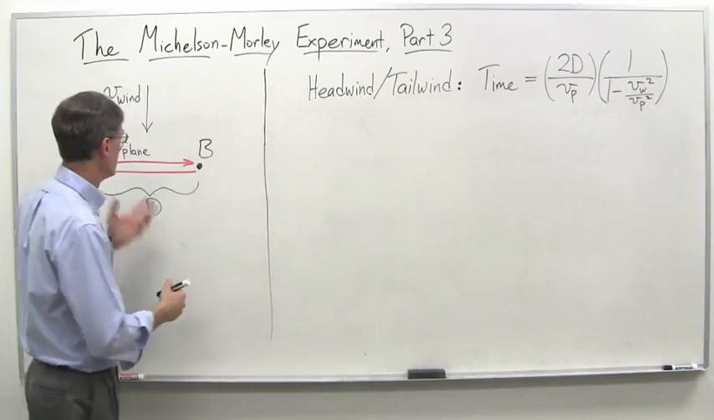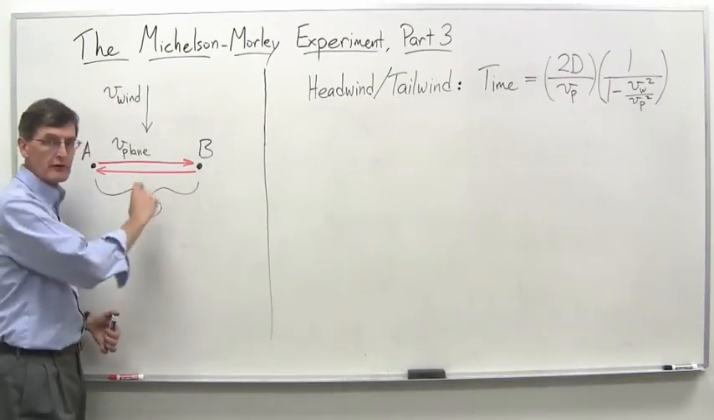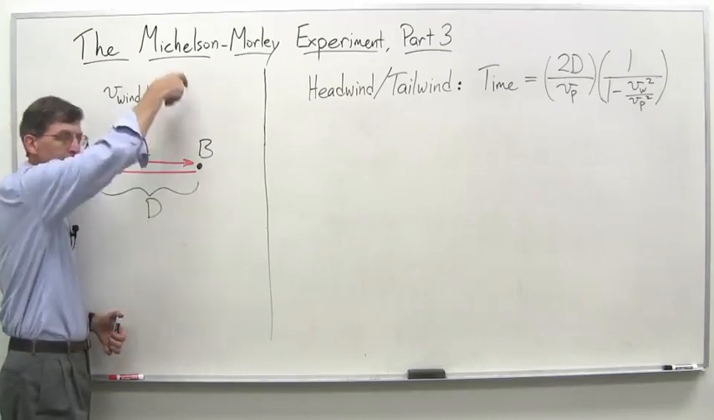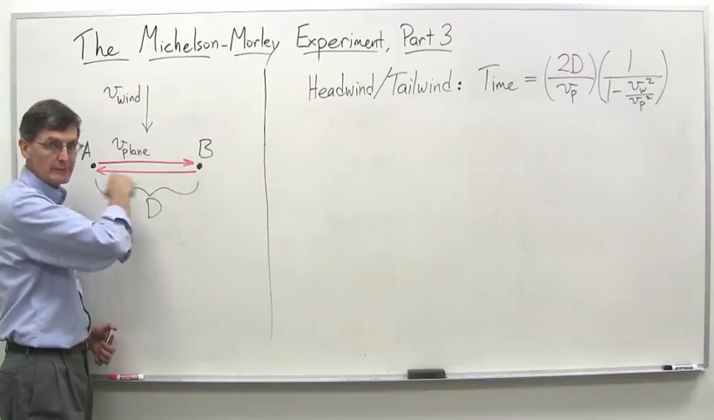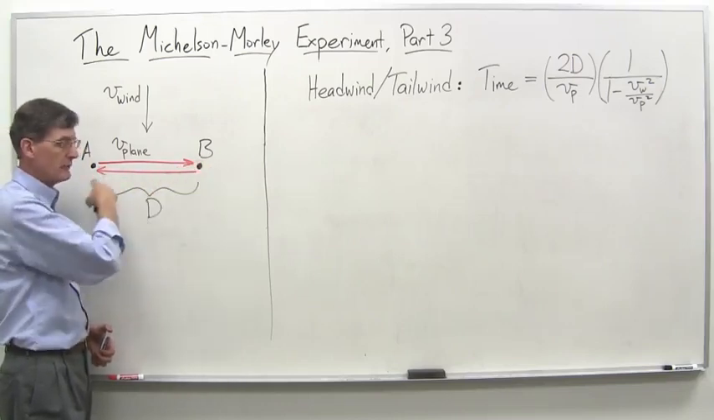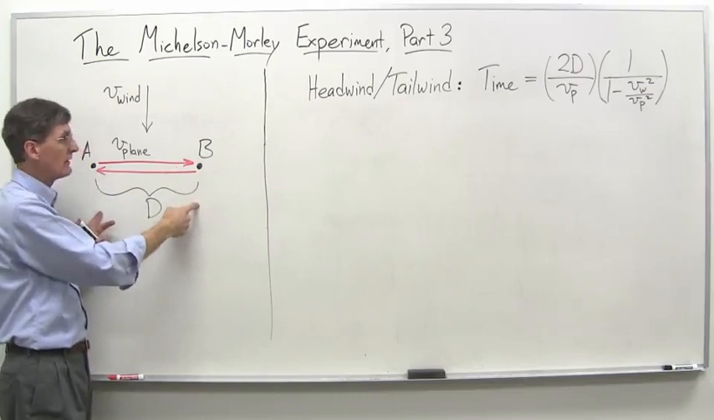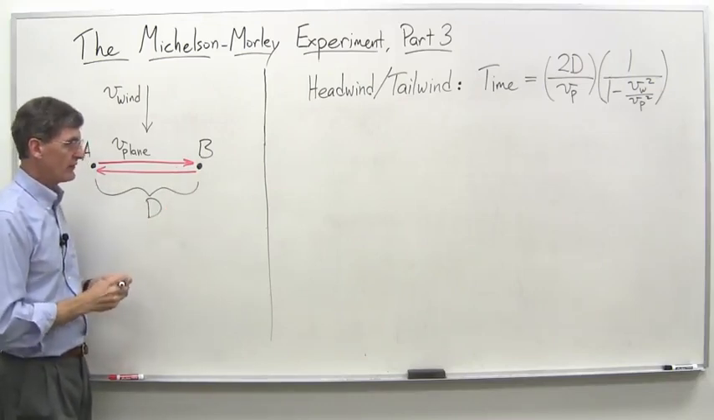So now let's do the same plane situation, but with a crosswind this time. So instead of going up and down, the wind's still coming down here, across, and we're going from A to B with our plane. So velocity of the plane from A to B, and then back again, distance d again. We want to analyze what is the time that it takes to get there.